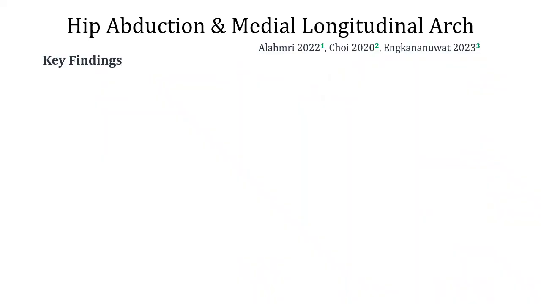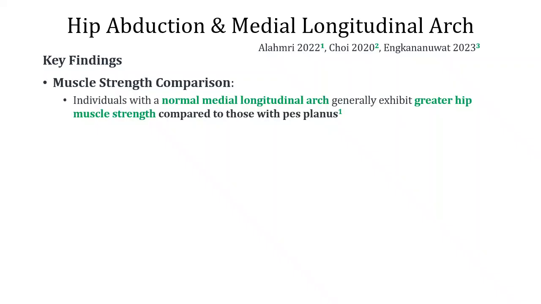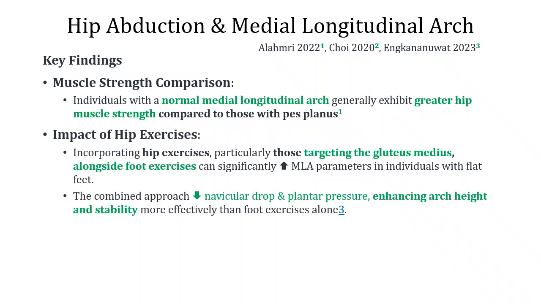Quick comment on hip abduction and the medial longitudinal arch at the foot. So key findings from the articles that you see cited there is that muscle strength at the hip, specifically, individuals with normal medial longitudinal arch generally exhibit greater hip muscle strength compared to those with pes planus orientation of their foot. Impact of hip exercises: incorporating hip exercises, particularly those targeting glute medius alongside foot exercises, can significantly increase the medial longitudinal arch parameters in individuals with flat feet.